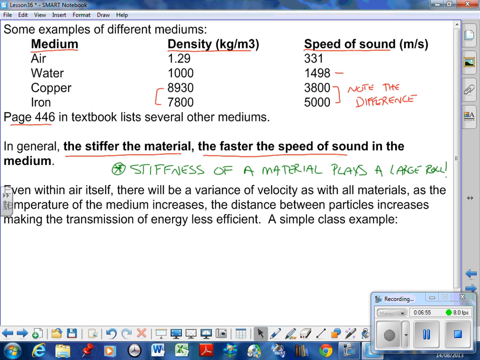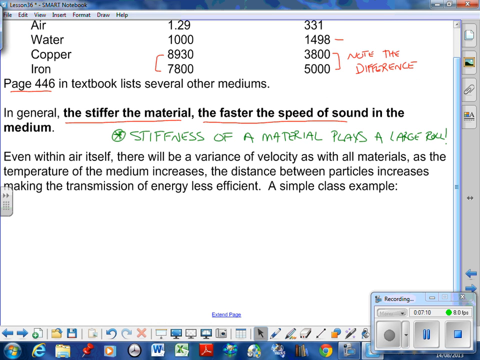So if you were able to visualize, or if you've seen it before, an iron pipe is very, very tough to bend, whereas a copper pipe is more flexible, more malleable. You can actually twist it around. Okay? So even within air itself, there will be a variance of velocity. Okay, so now moving out of the solids, I'm just talking about the air around us. There's going to be a variance of velocity, as with all materials.